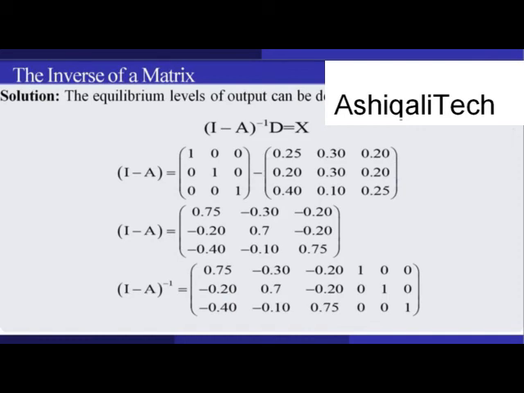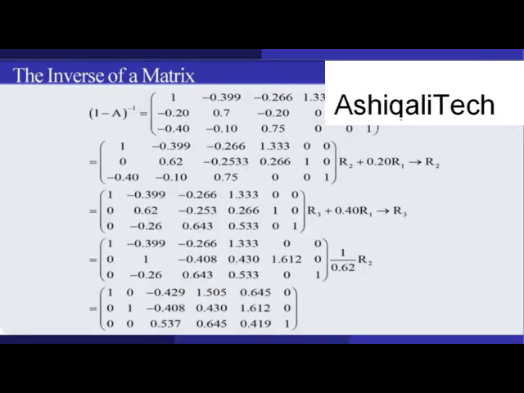First of all, we calculate I minus A, which is given by the identity matrix minus the A matrix. We do the corresponding subtraction and we get I minus A. Then we take the (I minus A) inverse using the augmented matrix. So now we calculate (I minus A) inverse using the augmented matrix. We do some row operations one by one. In the first step, we divide R1 by 0.75. In the second step, we take R2 and add it to 0.20 times R1.